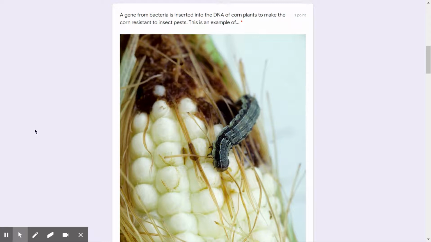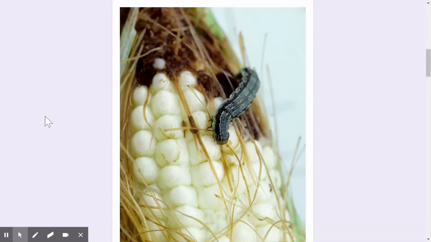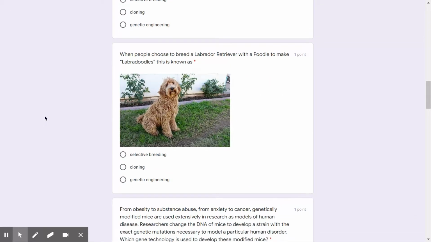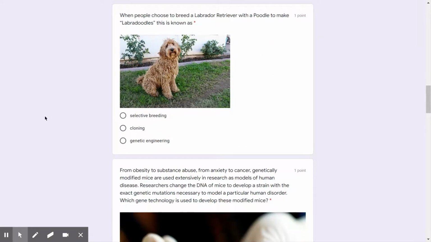A gene from bacteria is inserted into the DNA of corn plants to make the corn resistant to insect pests. This is an example of. When people choose to breed a Labrador Retriever with a poodle to make Labradoodles, this is known as.